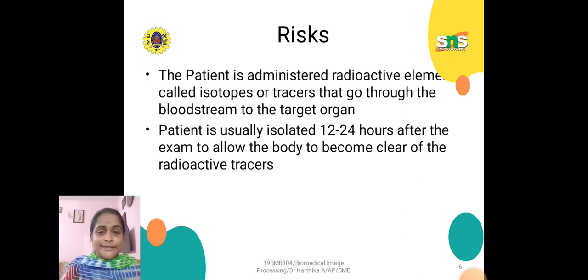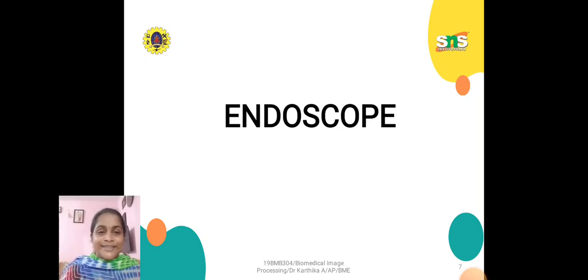And we have some risk, like the patient is administered a radioactive element called an isotope or tracer that goes through the bloodstream to the target organ. The patient is usually isolated 12 to 24 hours after the exam to allow the body to clear the radioactive traces. Second one is endoscope.